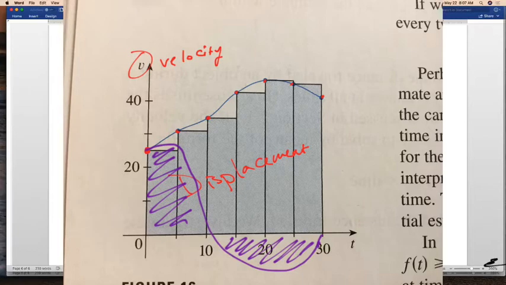Not my distance, which is how far I've traveled. Okay? So the displacement is how far you are from where you started. The distance is how far you've traveled. So this is just another application of areas underneath the curve.